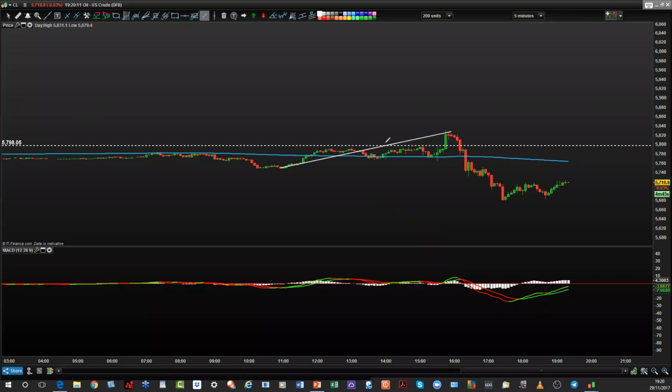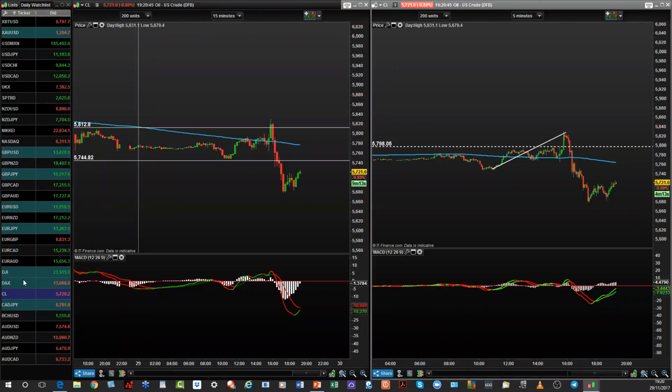Anyway, I took this move up here and took it off. I took it a little bit too early. I didn't get the full push into 58.20, but took it off, and then it sold off nicely. With the OPEC meeting tomorrow, that should be interesting. So I think that's my trading experience today.